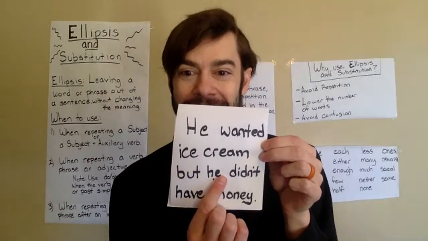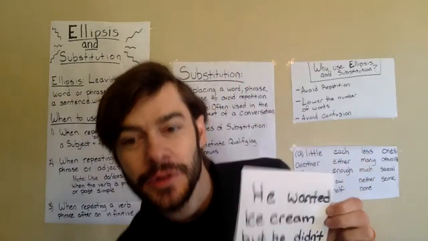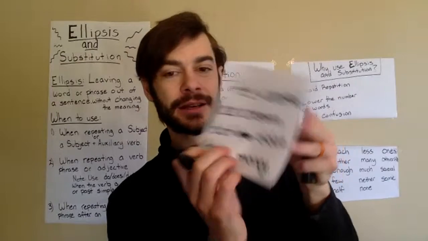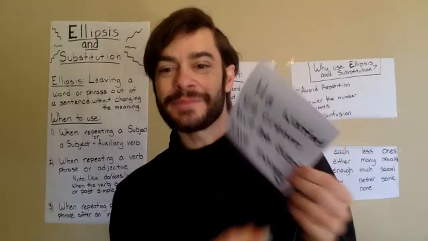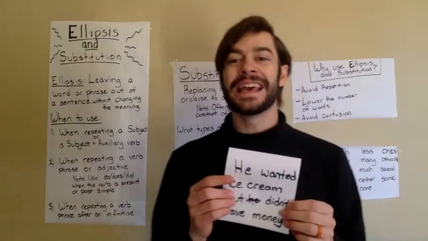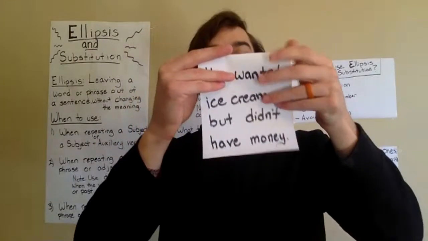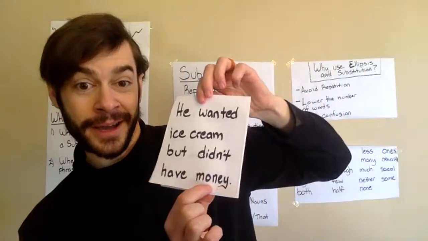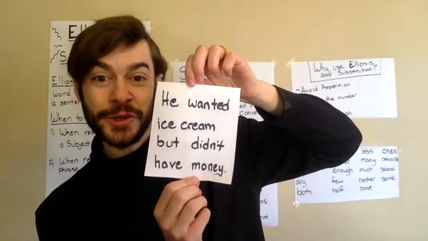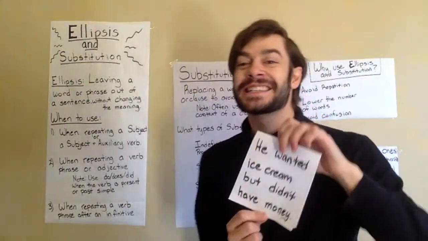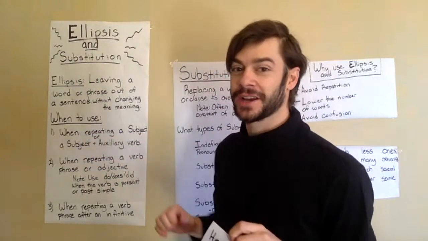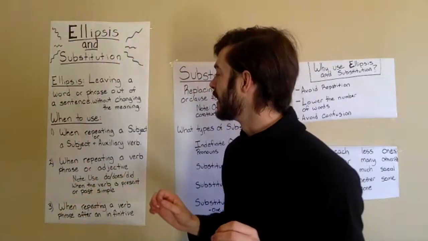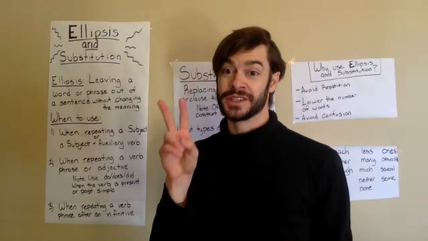Perfect. "He." Good, "he." We can remove this "he" and take that out. Excellent. I'm seeing subject repeated, subject "he." We can say, "He wanted ice cream but didn't have money." Excellent. You all caught that repeating subject. Good. Very good. Okay, so let's move on to our second use of ellipsis.